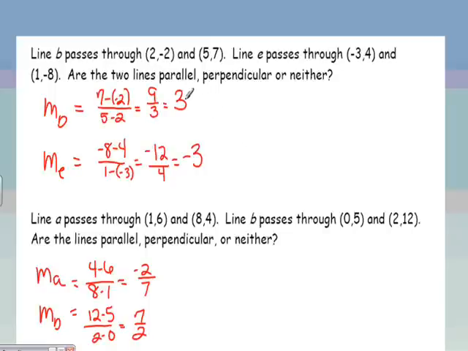All right, so when you find the slope of line B, you should have gotten 3, and the slope of line E was negative 3. 3 and negative 3 are neither the same, nor are they opposite reciprocals, so these would be neither. Down here, we got the slope of line A was negative 2/7, and the slope of line B was 7/2. These are opposite reciprocals, therefore they are perpendicular.